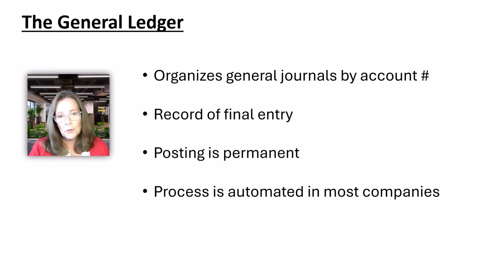The general ledger consists of the general journals we recorded, but instead of the journals' chronological order, the general ledger is organized by account number. Think of it like a filing cabinet with individual slots for each account.